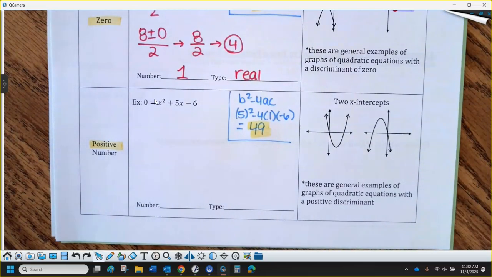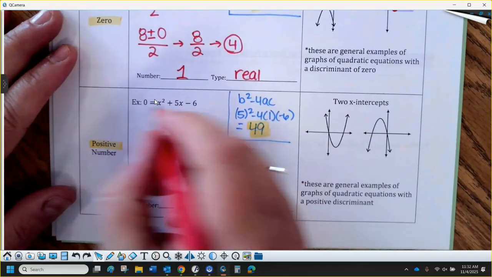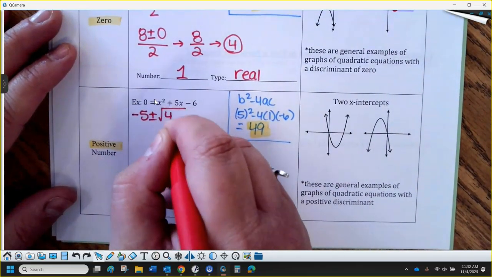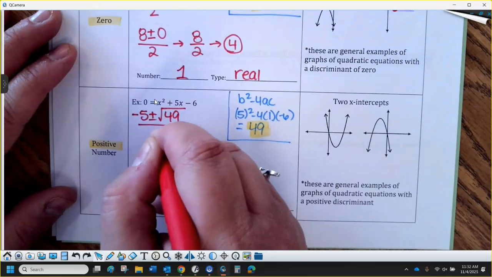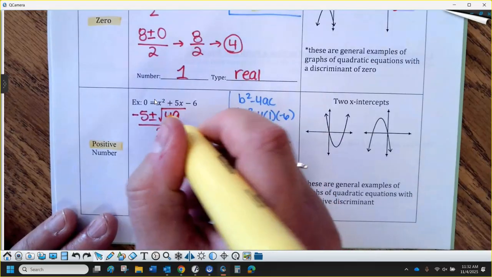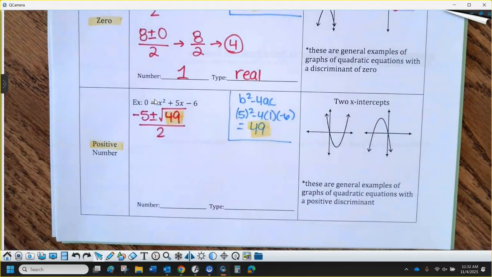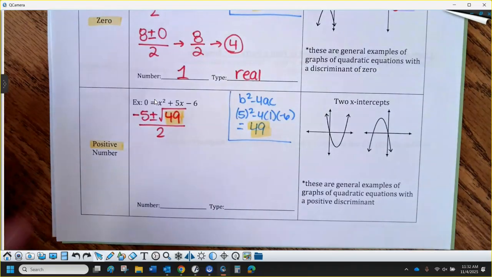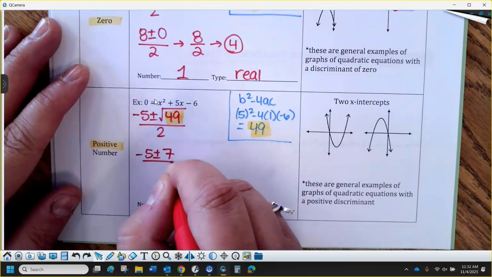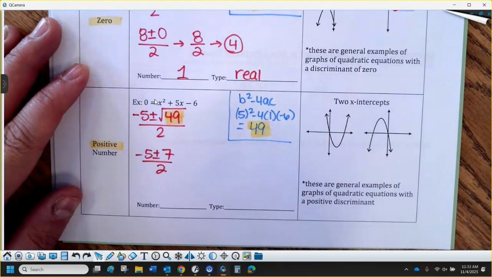If you full on did the quadratic formula here, it'd be opposite of b, which would be negative 5 plus or minus square root of 49 over 2a, which would be just 2 times 1 for this example. And so I've got a positive number under the square root. Now, in this example, that's a nice perfect square. But what I'm saying to you here, the plus or minus would stay in place. So you are going to have two different answers.